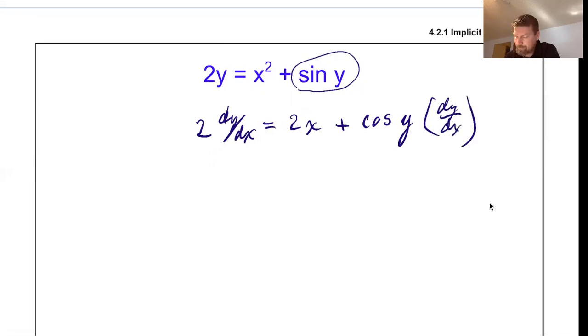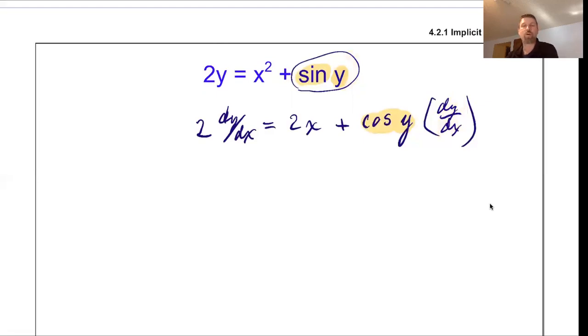Why dy/dx? Because inside that sine function was a y, and the chain rule says anytime you take the derivative of a composite function like that, you take the derivative of the outside first, derivative of sine is cosine, and times by the derivative of the inside. Derivative of y is dy/dx.